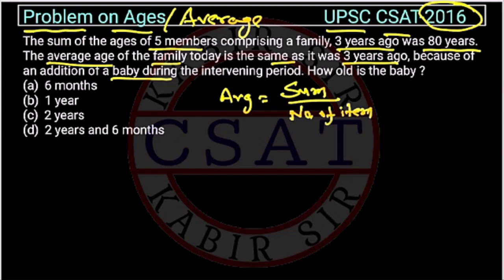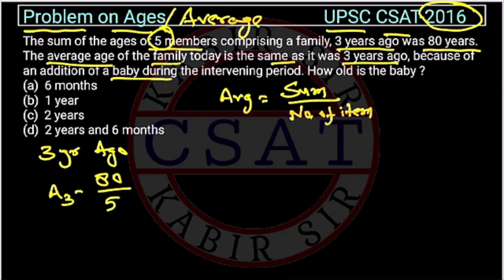Now he is saying, so we will find 3 years ago. First of all, we are talking about 3 years ago, right? So the sum is given, sum is 80 here, number of items are 5. So the average 3 years ago is how much? This will be 60. Now we have to find the current average, because it is saying that the current average and the average 3 years ago are same.